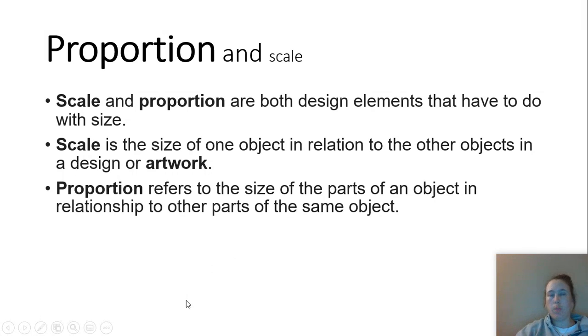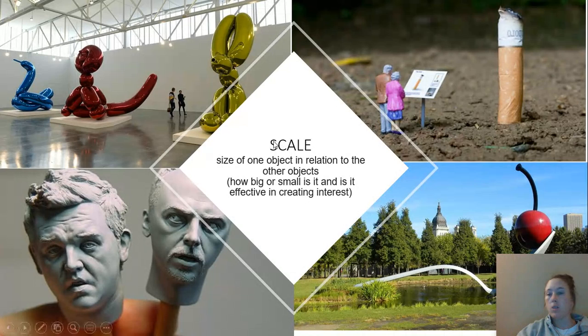But proportion refers to the size of parts in an object or in one singular artwork. So the proportions of our face are relatively even, and we know where things are supposed to go because they're proportionate to each other. You can use proportion in a distorted way. They don't have to be that way. As in this next one, where we're going to look at scale first.